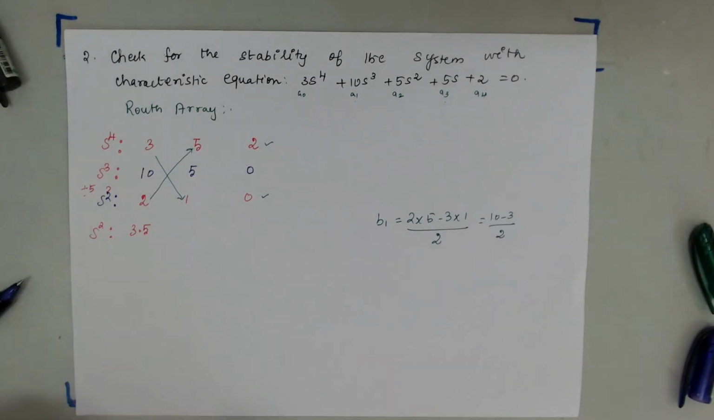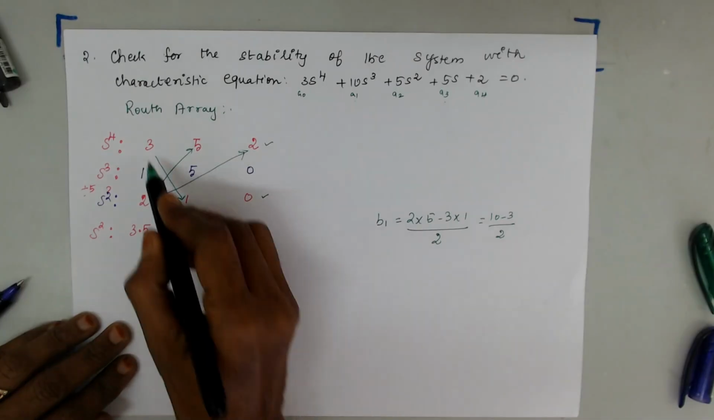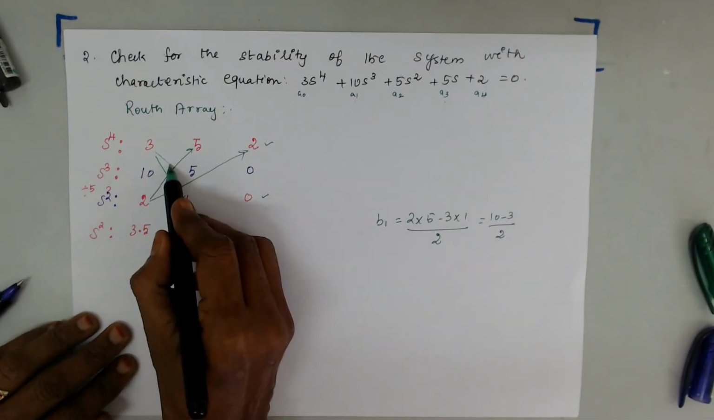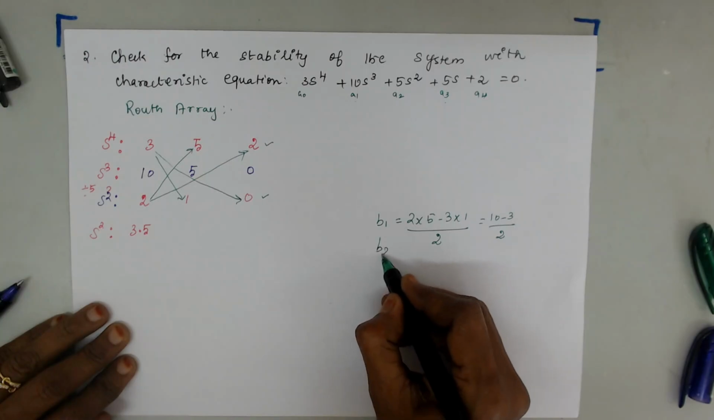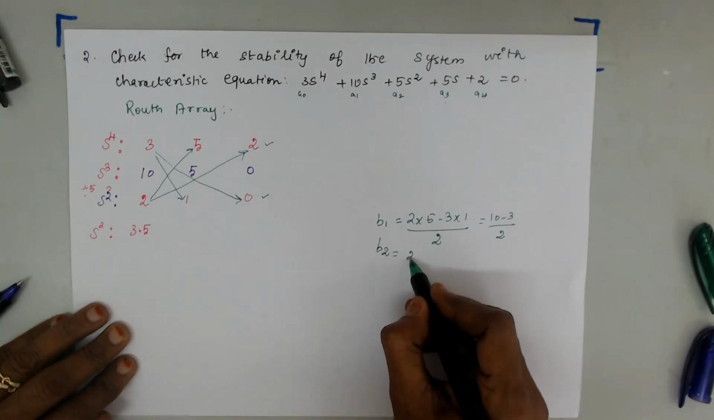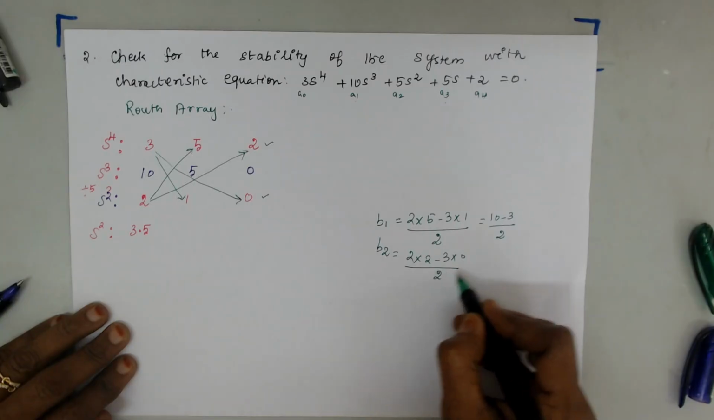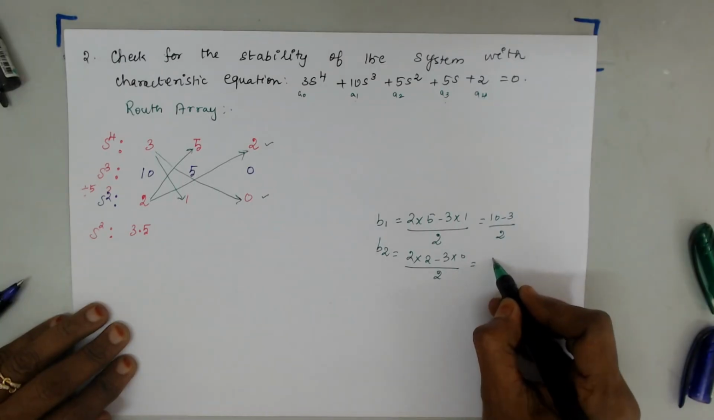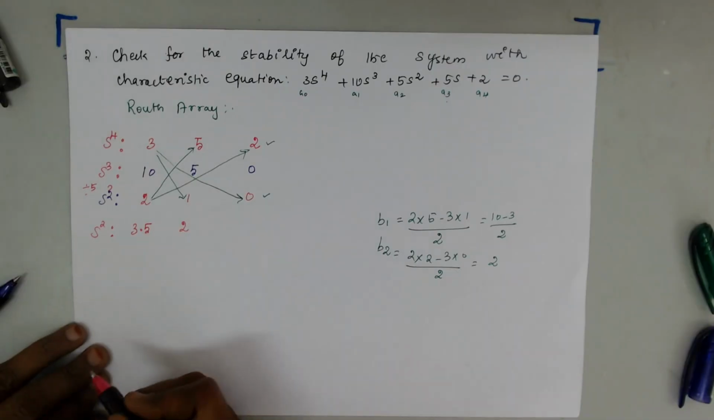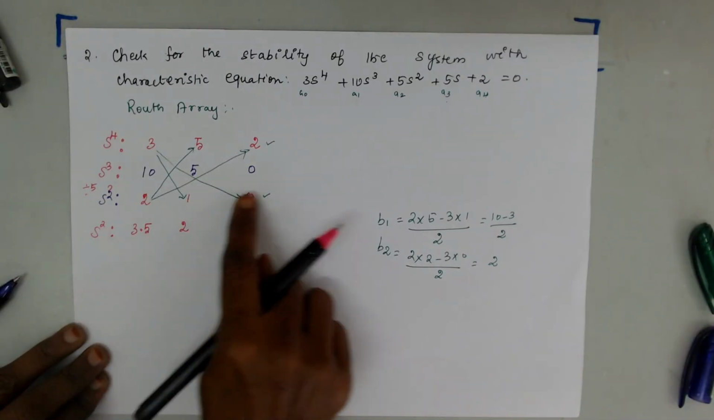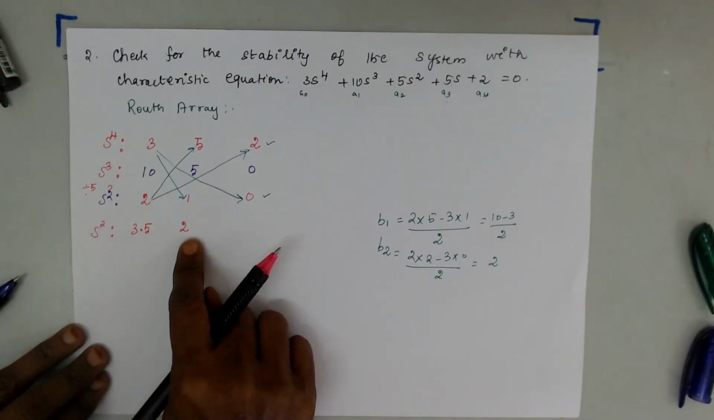And find the next element of the s square row. You use these two rows and this one. You have this element as b2. So b2 is equal to 2 into 2 minus 3 into 0, divided by 2. So this is equal to 2 here, so write here 2. That's all. We don't have any more elements in the s power 4 and s3 rows, so the s square row is completed.